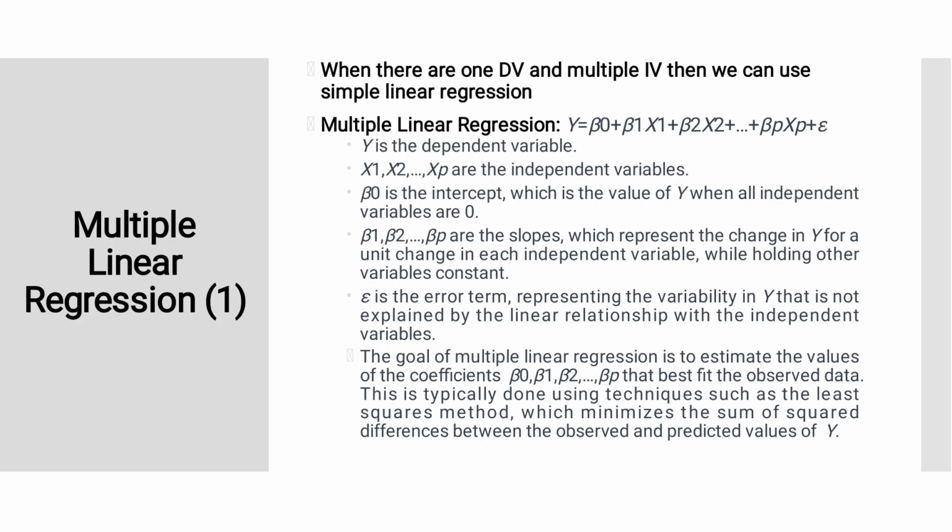Like if you are selling something and you are doing advertising and you want to predict the sales with advertising, then without advertising some sorts of sales are there. That amount of sales is represented by b0, means b0 represents the sales without advertising, and e is the error. The goal of multiple linear regression is to estimate values of the coefficients b0, b1, b2 that best fit the observed data.